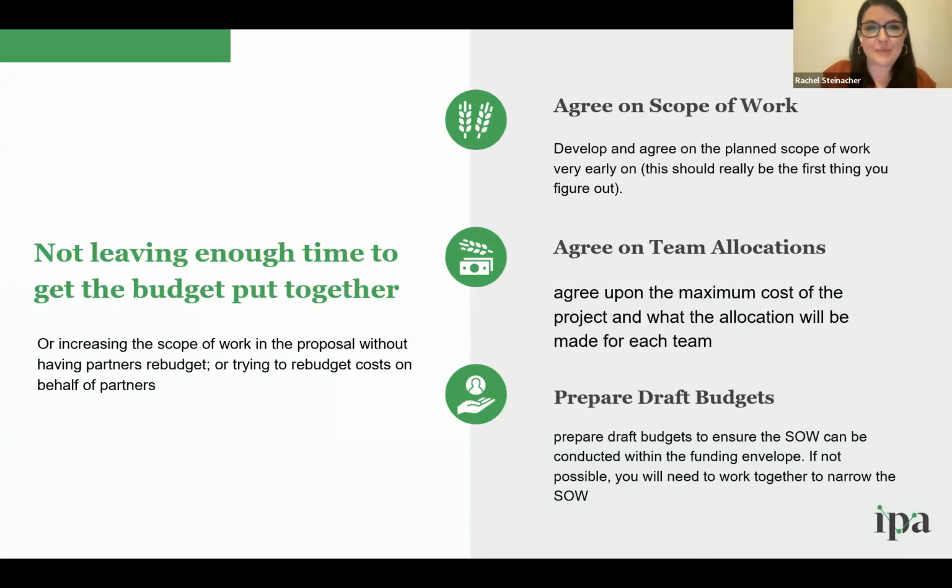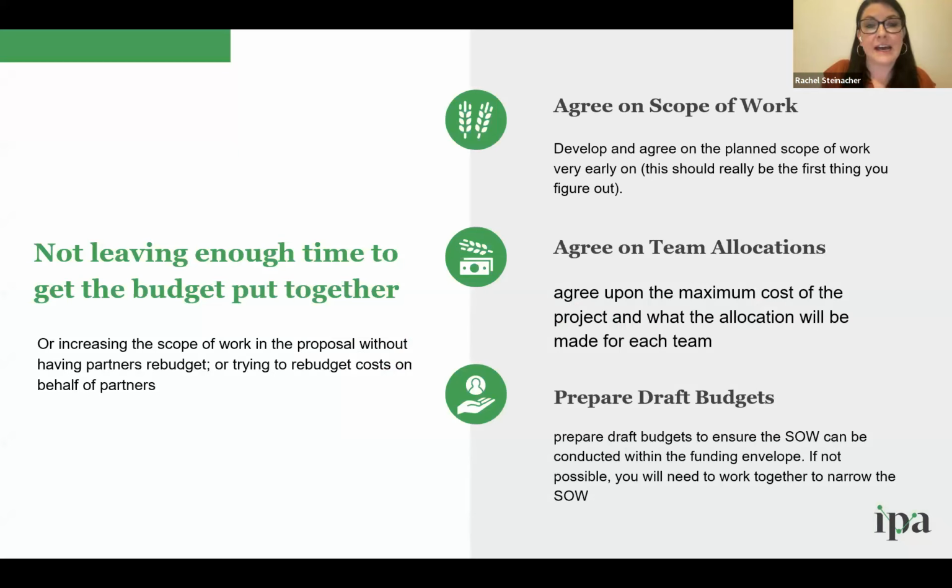Next, financial, administrative, and coordination considerations. So many research teams, and I've fallen into this trap as well, don't leave enough time to get the budget put together, and it's really quickly put together at the last minute of proposal development. We also see researchers increasing the scope of work in the proposal without having the implementing partner or research organization rebudget, assuming that there's probably enough budget or buffer in the budget to allow for those changes.